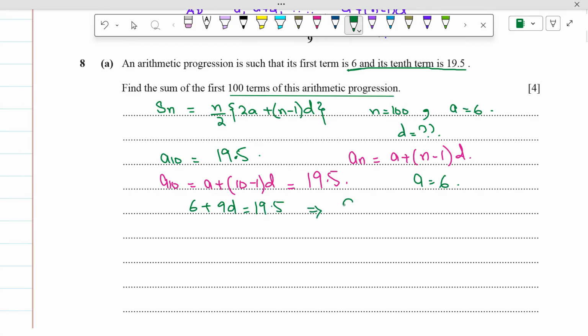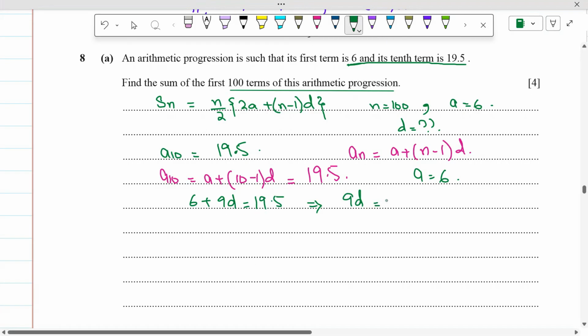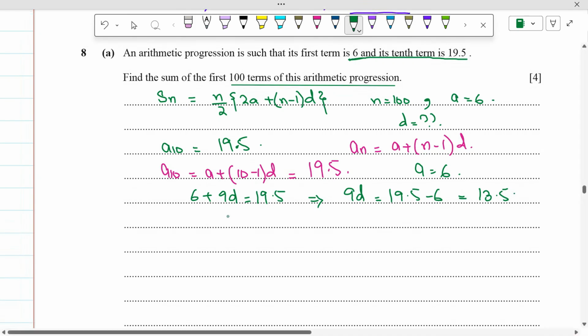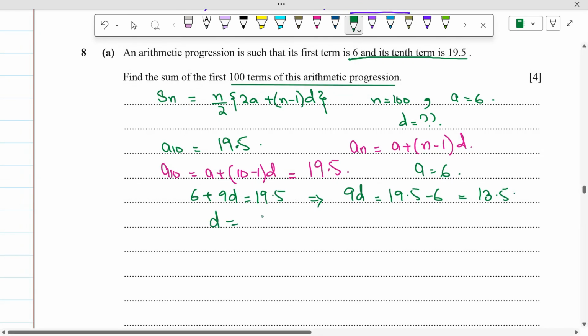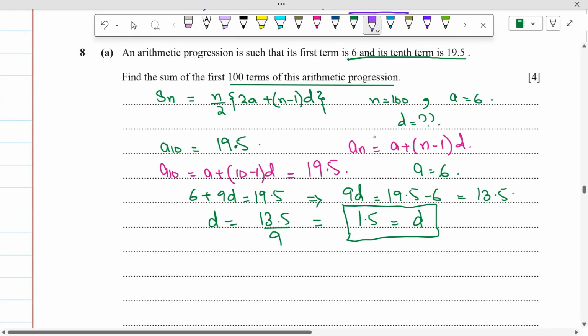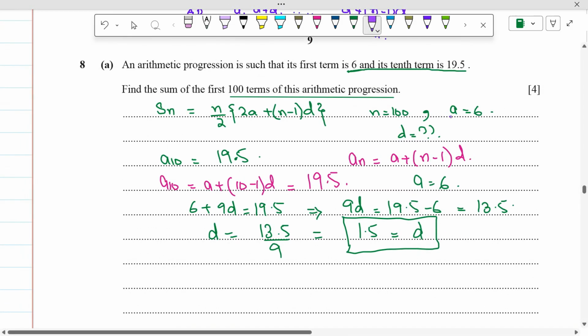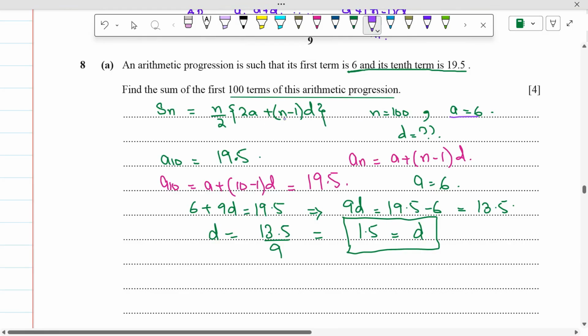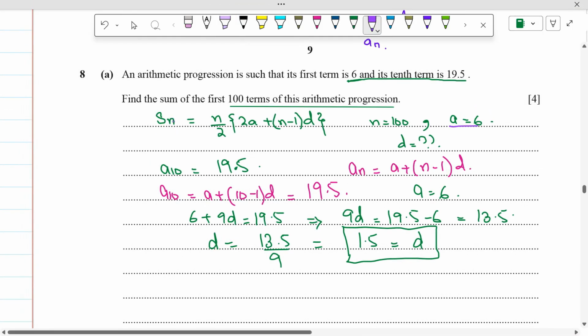So 9d is equal to 19.5 minus 6, which is equal to 13.5. So d is equal to 13.5 over 9, which is equal to 1.5. So we can say the common difference is 1.5. So we have the information of the difference, and we have the information of the first term. So we need to find the sum of the first 100 terms.